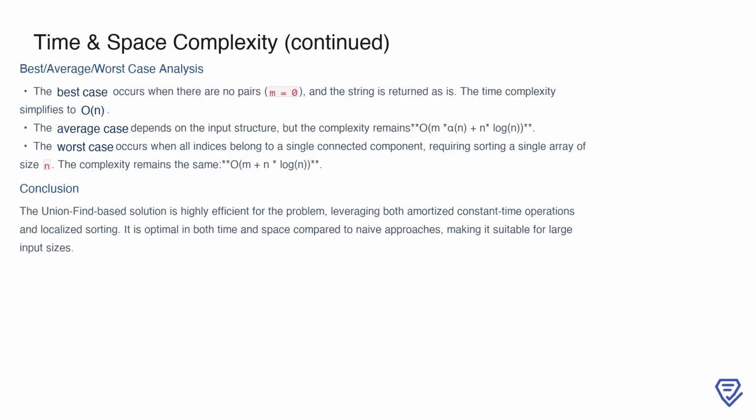The worst case occurs when all indices belong to a single connected component, requiring sorting a single array of size n. Even in this case, the complexity does not change and remains m + n * log n. This consistency across cases highlights the efficiency of the union-find-based approach, which is designed to handle large inputs optimally in terms of both time and space.